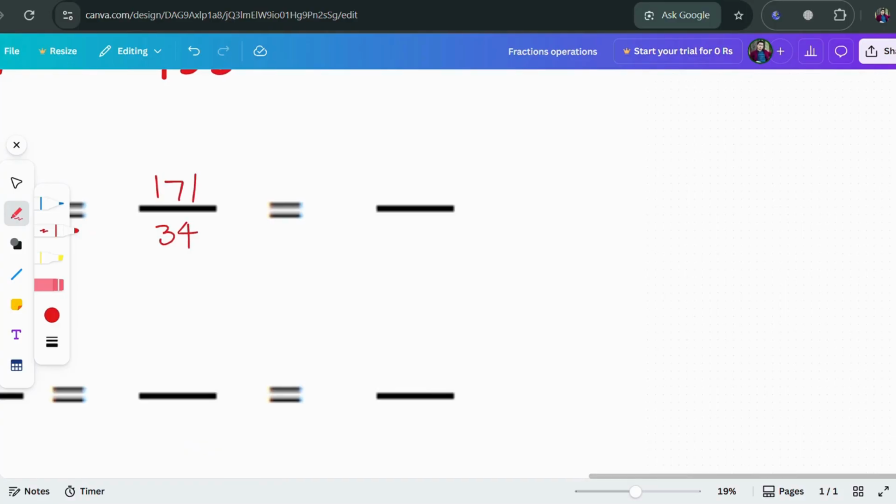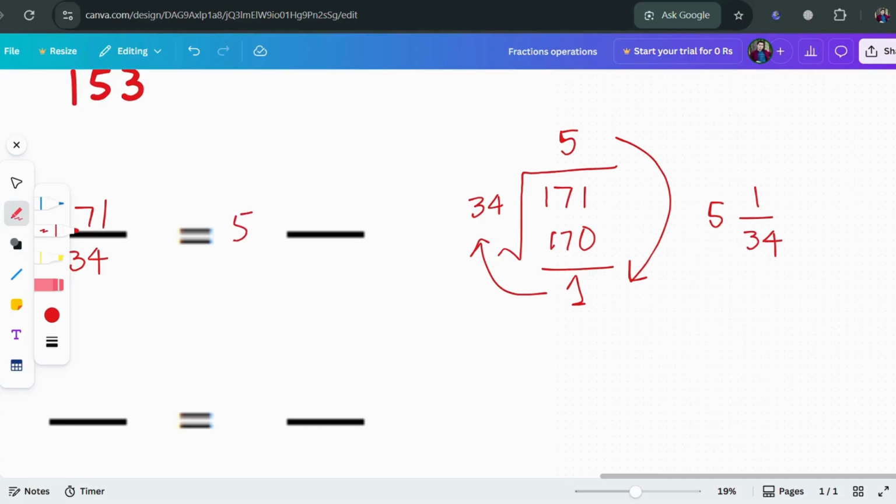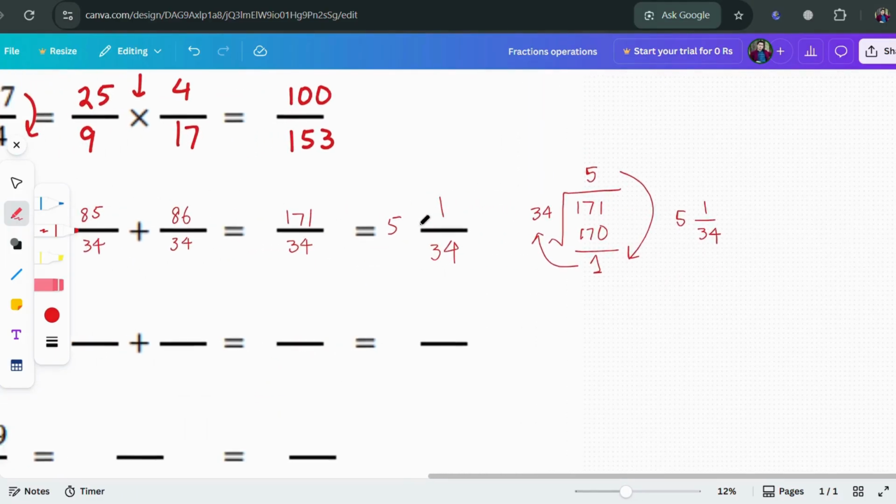Now we can simplify it, or we can easily convert that fraction into a mixed number as well. For that, we will write the numerator 171 inside and the denominator 34 outside. If I multiply 34 with 5, I will get 170. One remainder. So we will write 5 itself, and then 1 over 34. So we write it down over here, 5 1 over 34. That's the conversion from an improper fraction to the mixed number.